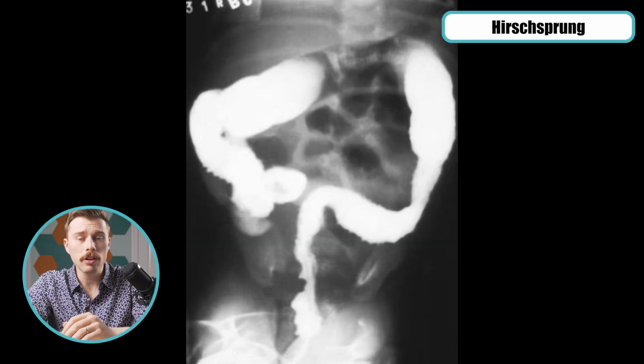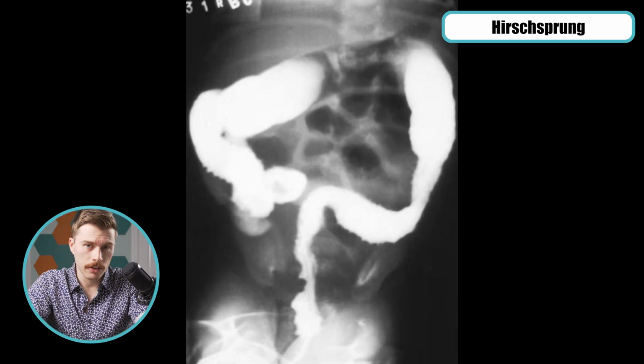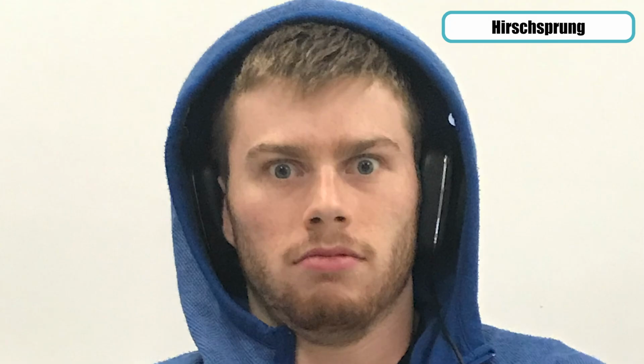Hirschsprung is a congenital absence of ganglion cells in the distal colon, usually the rectosigmoid region. Without the ganglion cells, the affected segment just cannot relax. It's kind of like med students, constipated, both emotionally and physically.